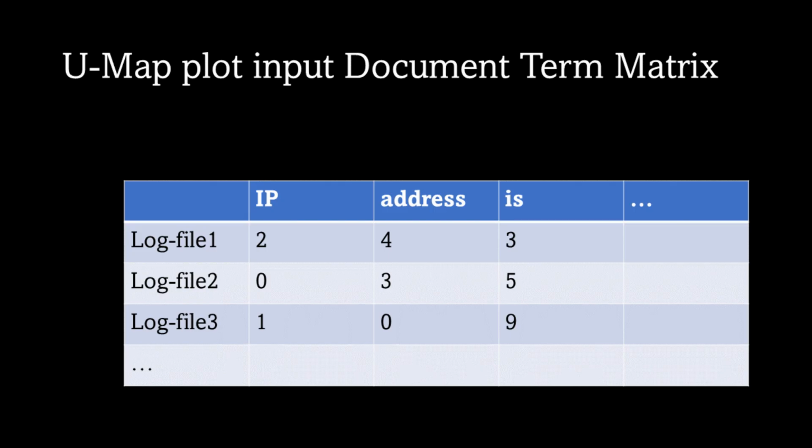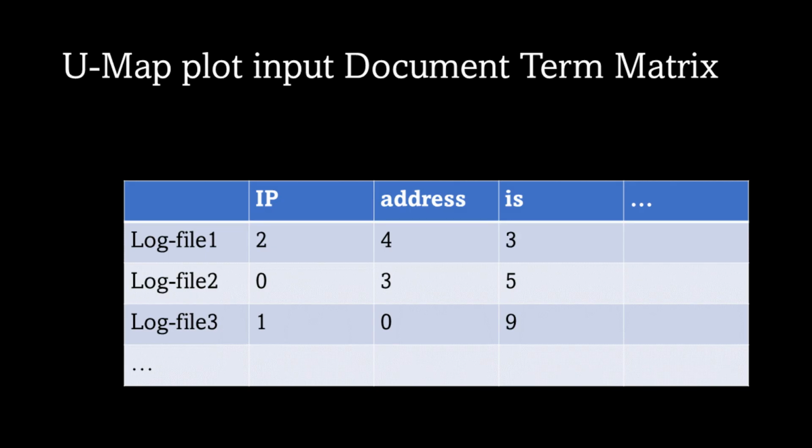Now we turn our attention to the UMAP plot, which is also produced in the previous run. UMAP operates on the document term matrix, where log files are treated as documents and terms are derived based on the word splitting applied during pre-processing. For example, the document term matrix includes the following details.